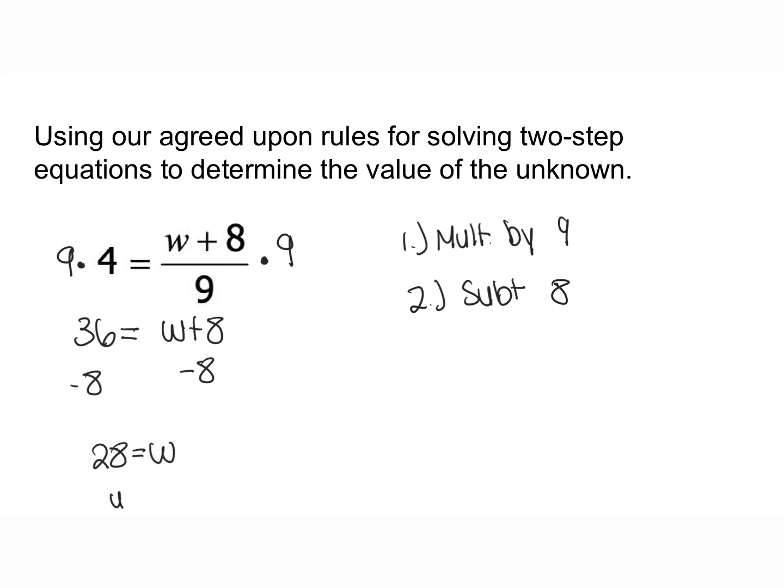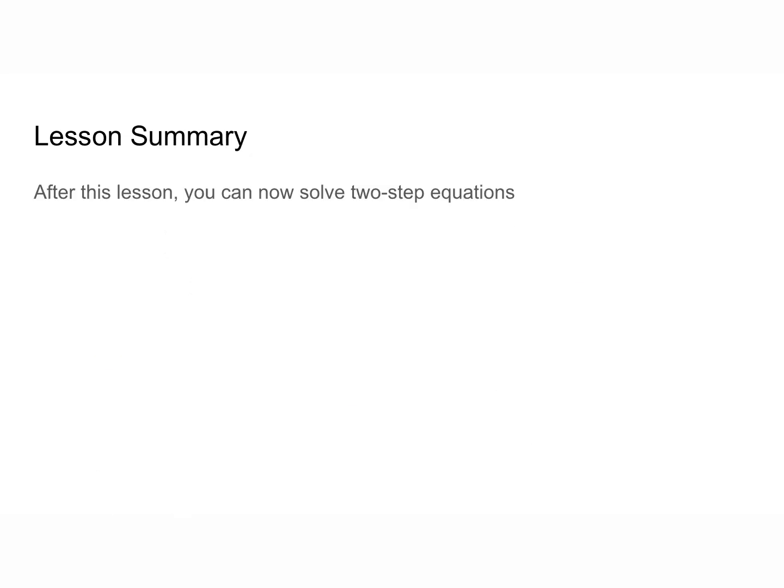And then 36 minus 8 is 28. W is 28. And then if we were to check this, we want 4 to be our answer. 28 plus 8 over 9 is the same as 36 over 9, which is 4. So this works. So after this lesson, you should feel comfortable solving two-step equations.